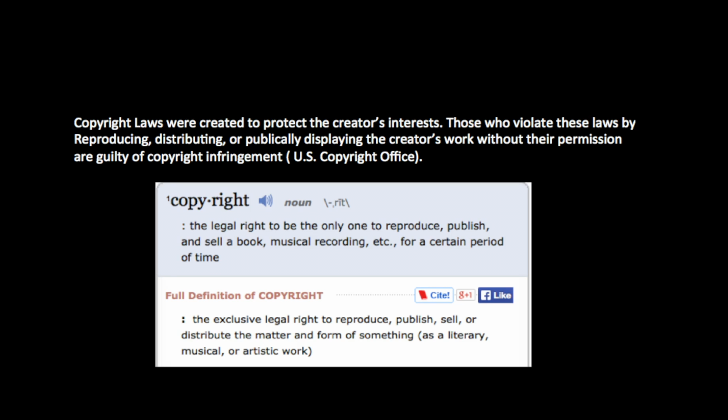Copyright laws were created to protect the creator's interests. Those who violate these laws by reproducing, distributing, or publicly displaying the creator's work without their permission are guilty of copyright infringement. Two of the biggest industries hit the hardest by copyright infringement are the music industry and the movie industry.